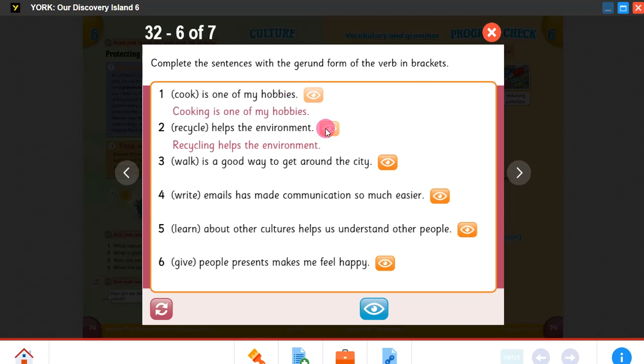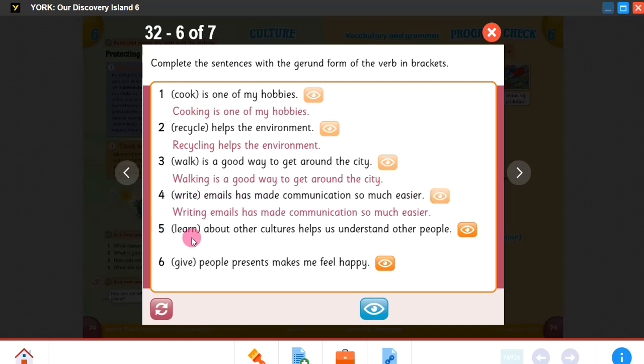Recycling, it helps the environment. Walk will be walking, is a good way to get around the city. Write will be writing. Emails has made communication so much easier. Learn will be learning. Learning about other cultures helps us understand other people. Give people presents makes me feel happy, so it's giving. And again here, give, we're going to remove the e here and put ing, as with write and recycle. We remove the e and put ing.